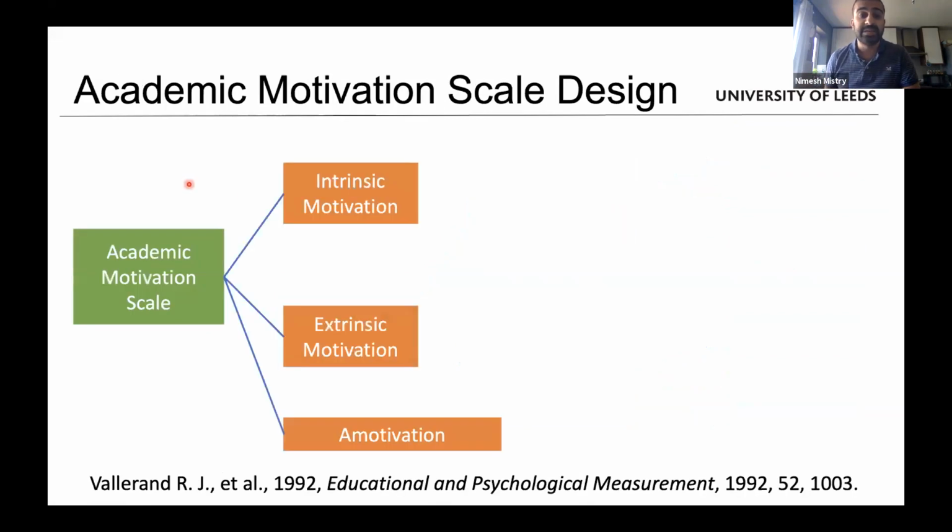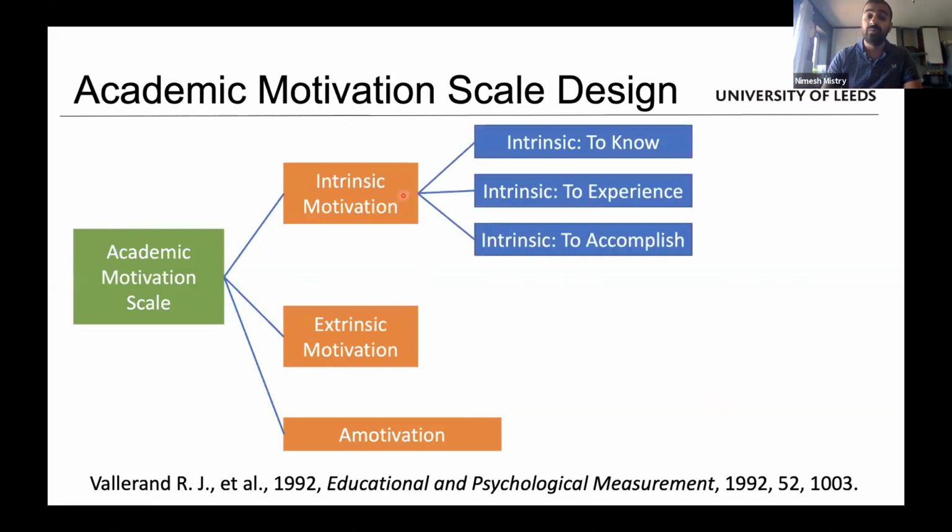In terms of the academic motivation scale, we haven't designed this instrument ourselves, but it's really important in how we analyse the data to understand how the survey was developed. And so it measures, as I mentioned, broadly speaking, 3 types: intrinsic, extrinsic, and amotivation. But it was also designed to break down intrinsic motivation into 3 types of intrinsic motivation.